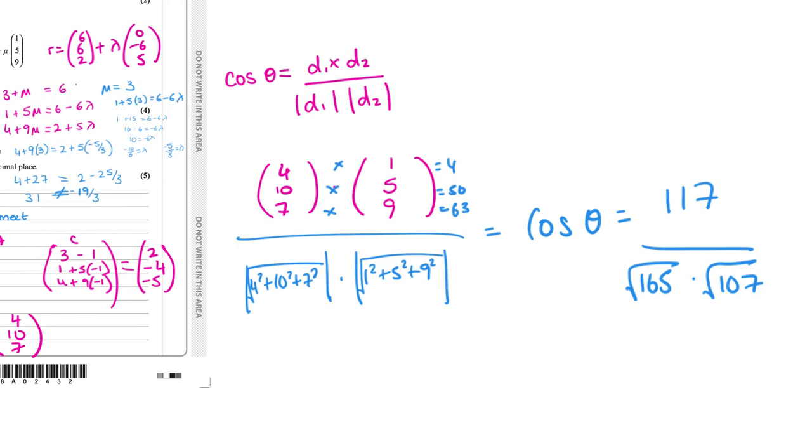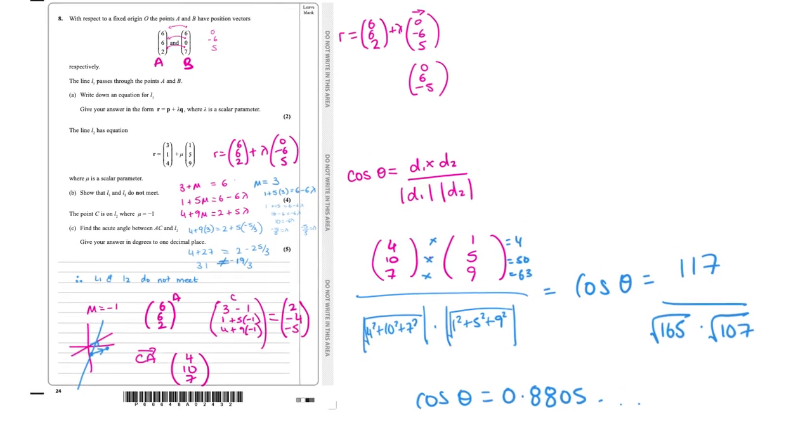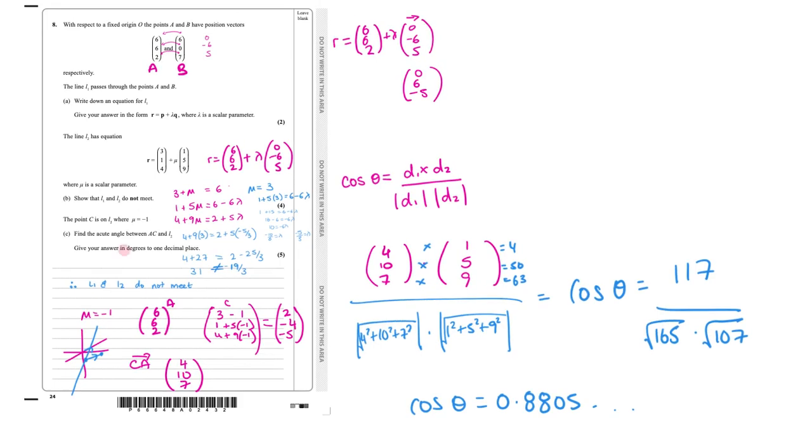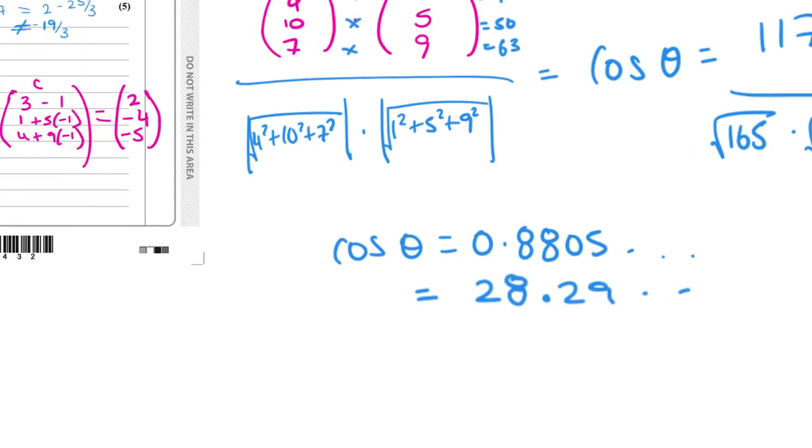So 117 divided by root 165 times root 107 equals 0.88. So cos theta equals 0.8805, etc. Should I be in degrees or radians? Degrees. Let's make sure we read the question. Shift cos answer gives 28.29 dot dot dot. It wants one decimal place, so 28.3 degrees.